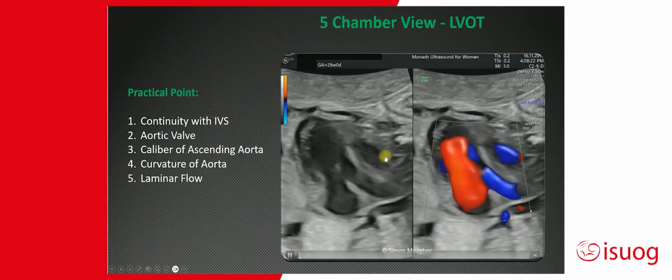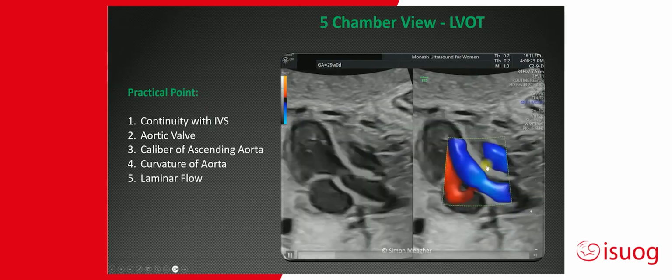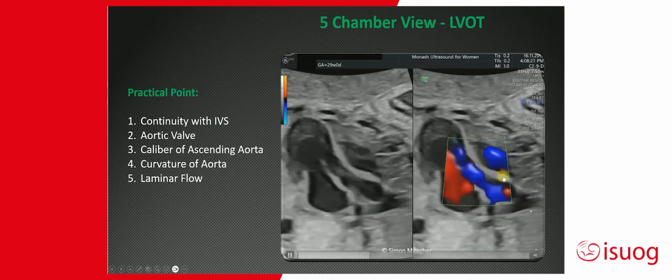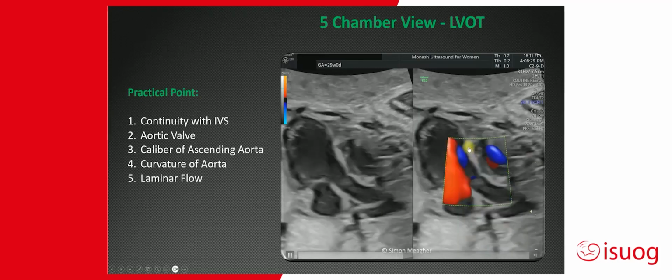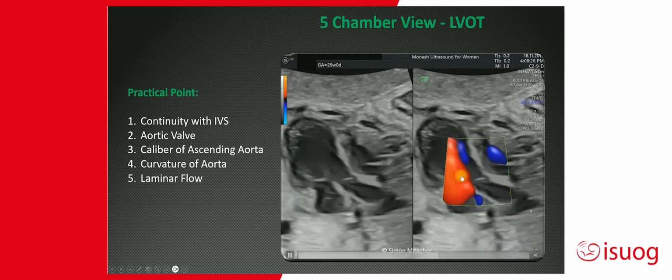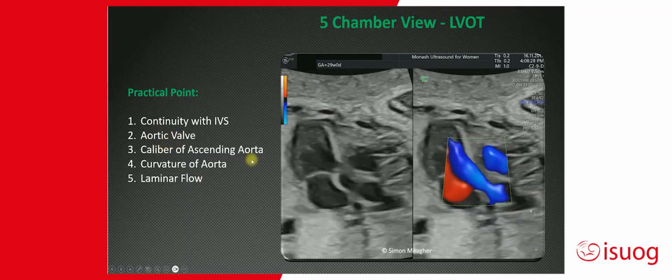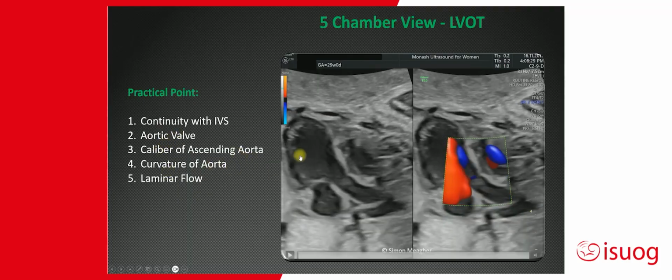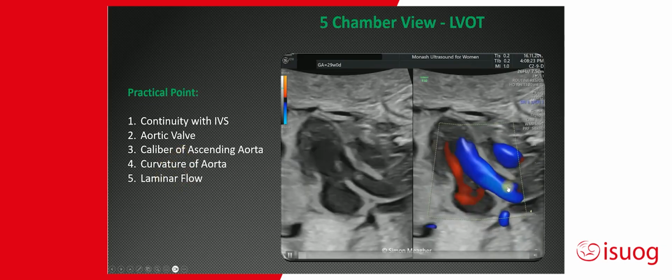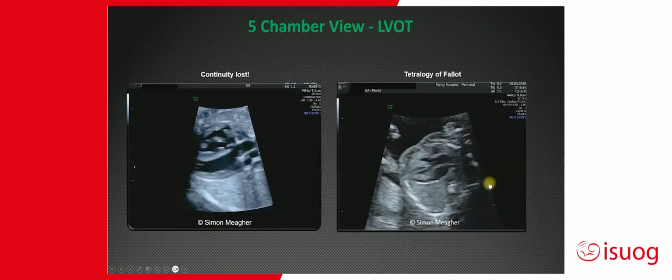Now let's move to the five-chamber view of the heart. It just shows the left ventricular outflow tract. And the key landmarks you're looking for here is the anterior wall of the aorta is continuous with the ventricular septum. You're looking at the continuity, the aortic valve, to make sure it disappears completely. You're looking at the caliber of the ascending aorta, the curvature of the aorta, that it doesn't go up straight like in an interrupted IVC. And you're looking to see there's laminar flow, no features to suggest aortic stenosis.